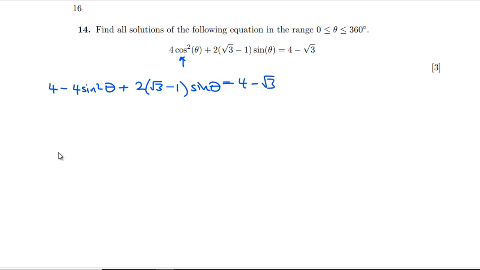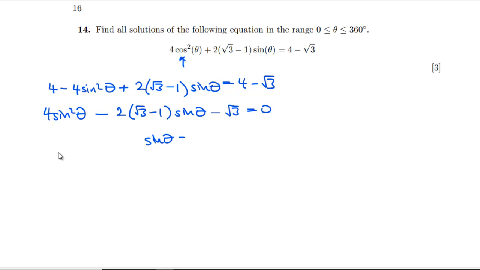So we just need to get this into our standard quadratic format. So 4 sine squared minus 2 root 3 minus 1 sine theta, and then the 4's are cancelling, so we've just got a minus root 3 at the end. That's a bit of a mess, isn't it? It really is. I'm just going to jump to the formula. They're allowing us calculators, so why not?